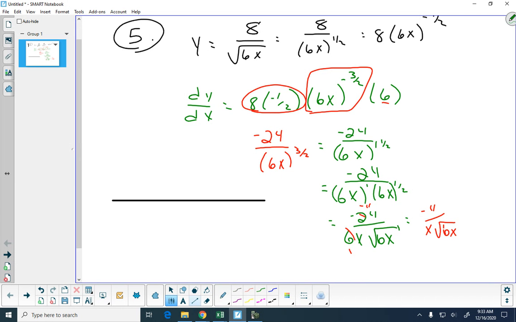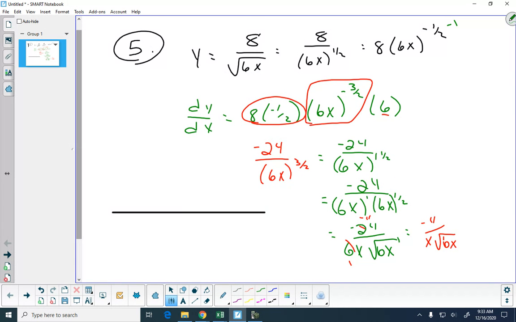If you use the quotient rule, we have the derivative of the top times the bottom. So we have 0 times 6x to the 1/2 power, because the derivative of 8 gives us 0. We still have to deal with our 6x to the 1/2 power minus the top, which is minus 8, times the derivative of the bottom.